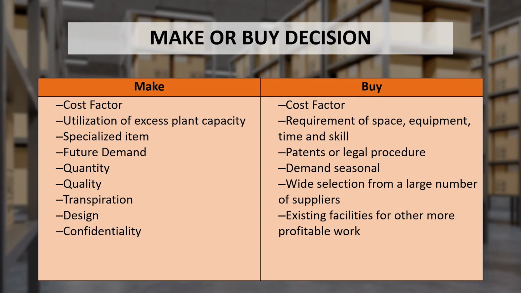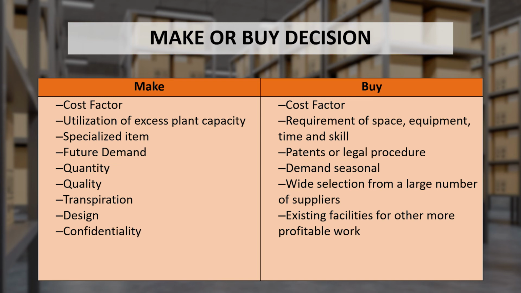There are 2 columns to compare, make or buy. In make, the most important is the cost factor, whether it is less costly for making or buying, utilization of excess plant, or space requirement or skill. If the requirement is more, then we will buy. Otherwise, we will make it.